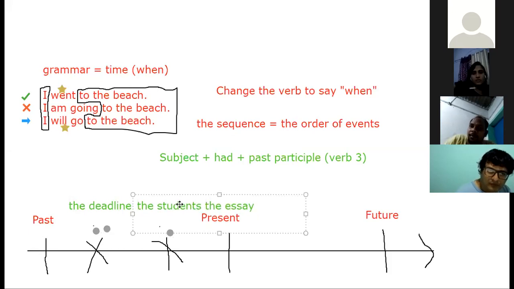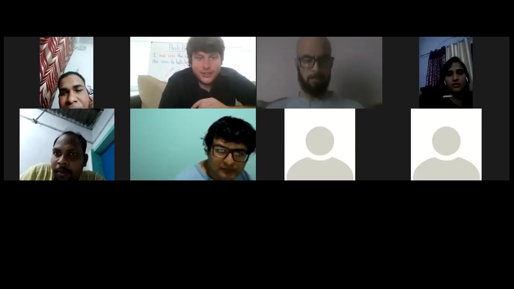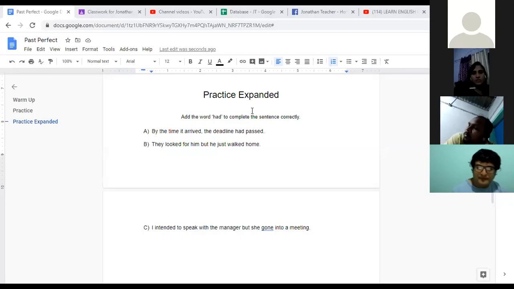So let's just try to imagine the 2 sequence of events here. So by the time it had arrived, the deadline had passed, right? So a little confusing to try to visualize that. By the time it arrived, the deadline had passed. Good job, Tanu. Who wants to try letter B?